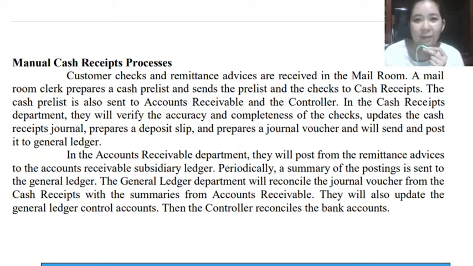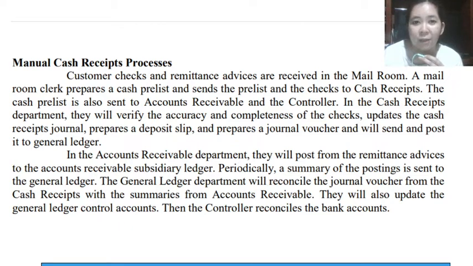Okay, so this next video lecture is still the continuation of our Module 4 Revenue Cycle. So we will continue with the manual cash receipts processes. Here, customer checks and remittance advices will be received by the mailroom. A clerk will prepare a cash pre-list and send the pre-list and the checks to the cash receipts, and this cash pre-list will also be sent to the accounts receivable and the controller.